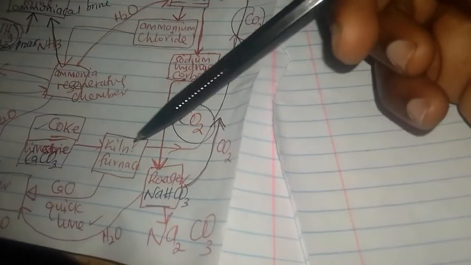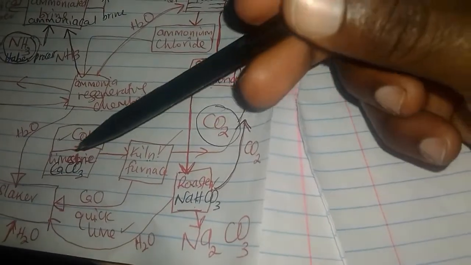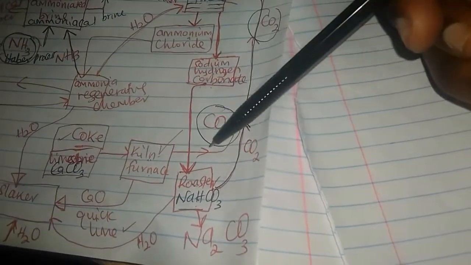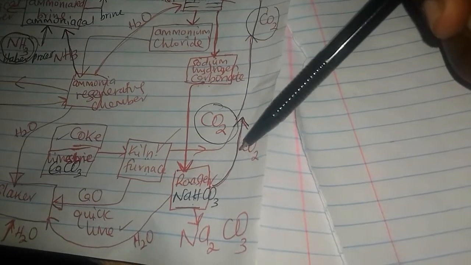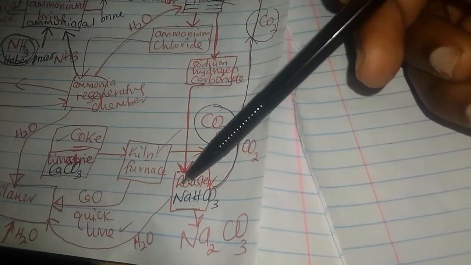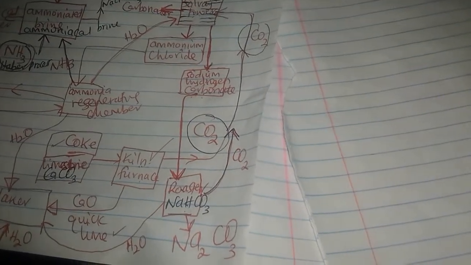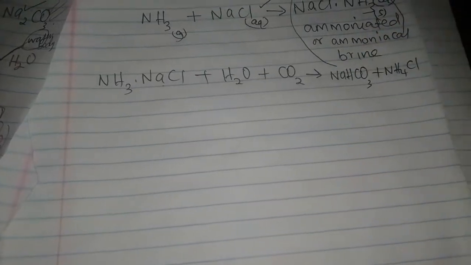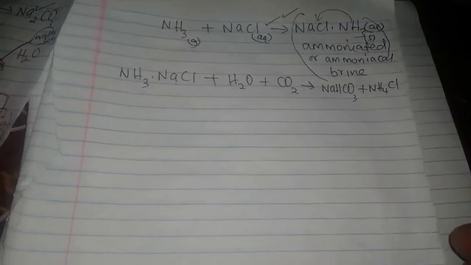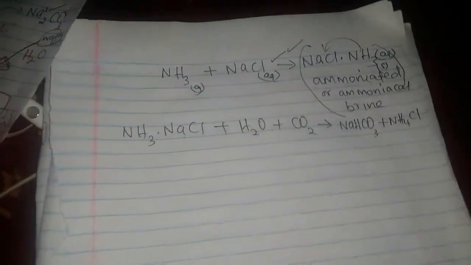The carbon dioxide can come from the kiln where limestone gets dissociated, or it can come from the roaster where sodium hydrogen carbonate undergoes decomposition. So in this case we'll end up having this as our products, and in that manner we'll end up having something of this sort.